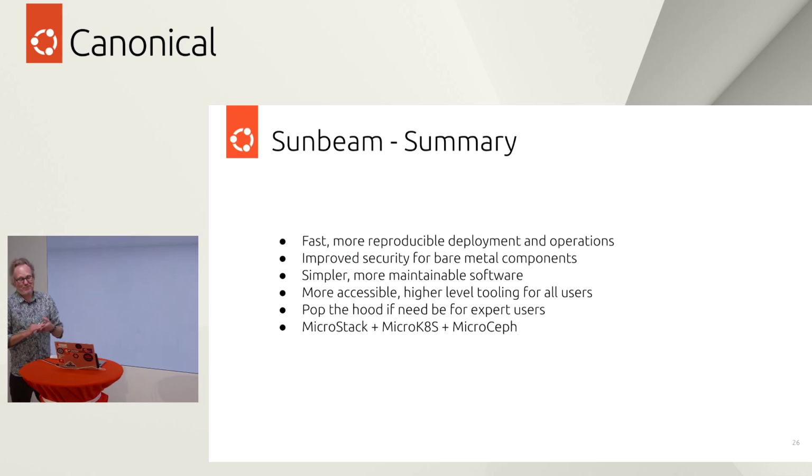The summary is that in Sunbeam we've produced a solution that has fast and much more reproducible deployments and operations. Pretty much everything we're doing is image-centric now. So we don't get hit by archive drift or new updates appearing. The version that we test with in product engineering is the version that the customer will use until they decide to move forward with a track or a version.